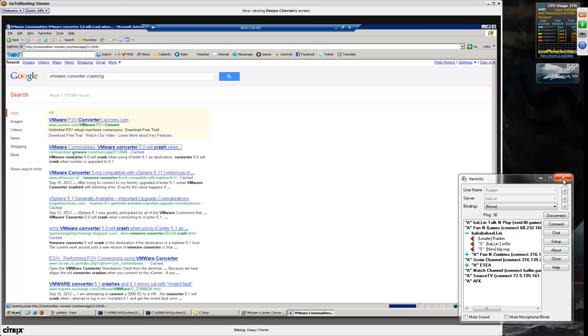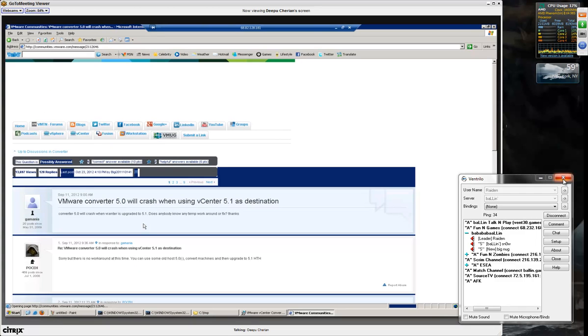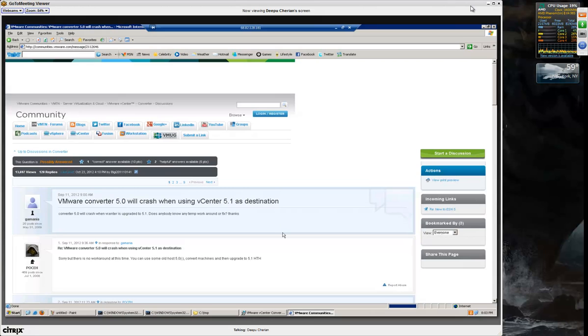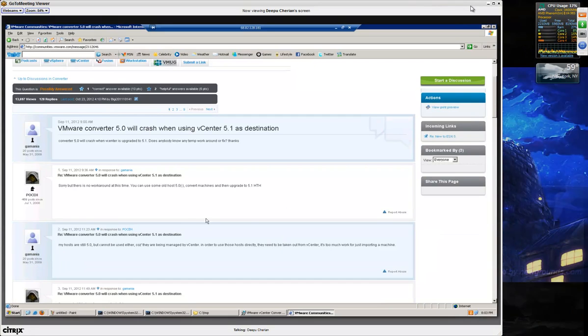Oh, okay, this is a bug, man. You see that? If you are using 5.1, it will convert. That's the problem. See, that's why I said I never had the problem, guys. So VMware Converter will crash when using vCenter 5.1 as a destination. That is the problem. So it's vCenter that is causing the problem. It works with 5.